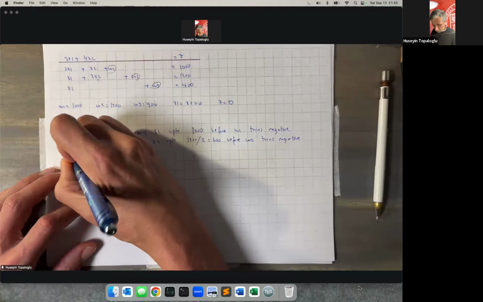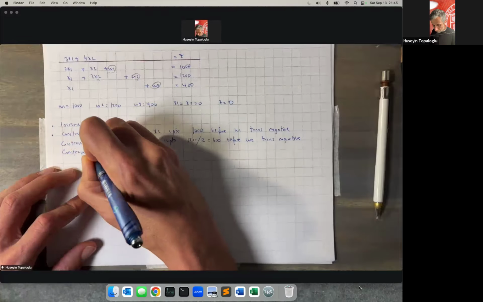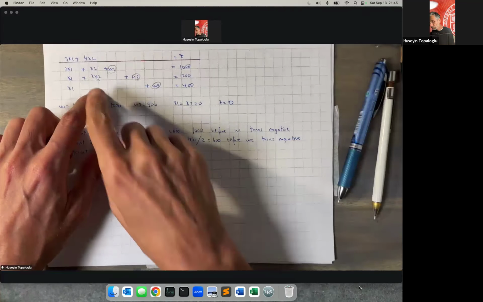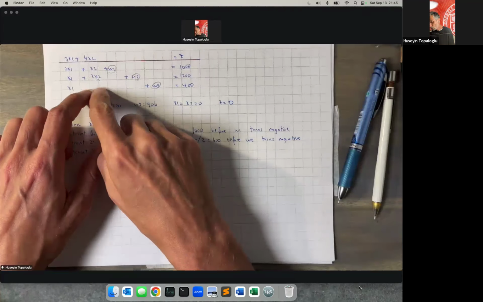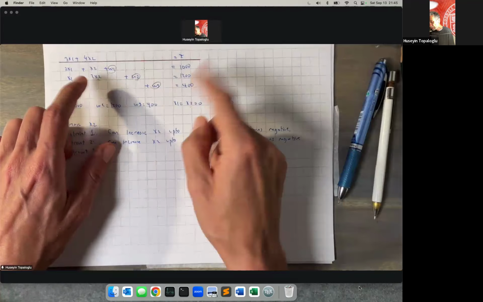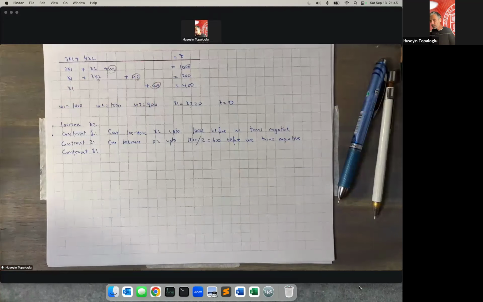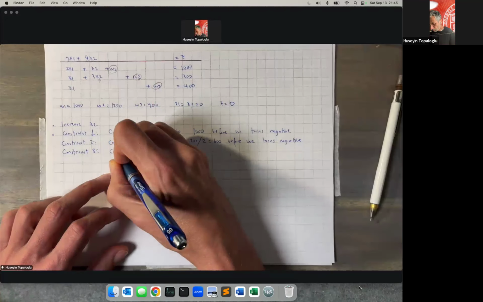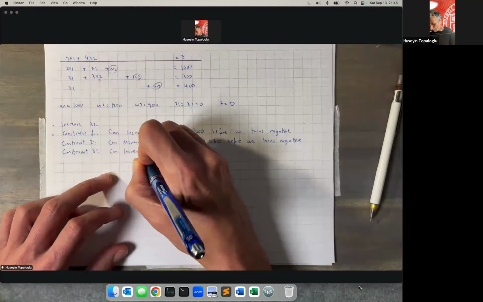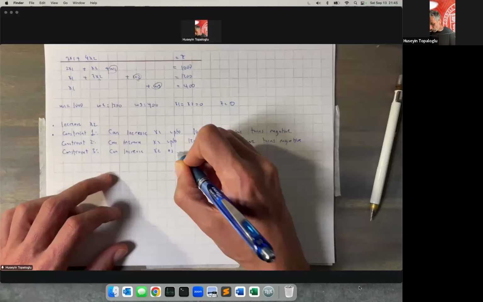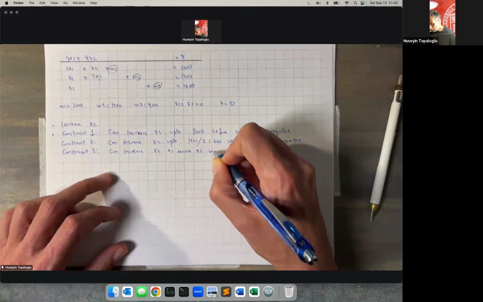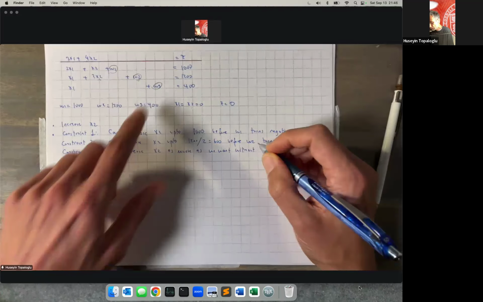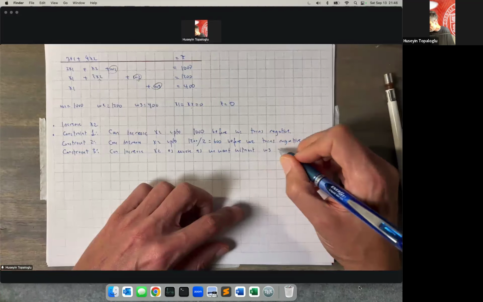What's happening in the third constraint? Does x2 appear in the third constraint? No. So then from the perspective of the third constraint, I can increase x2 as much as I want without violating any kind of feasibility. So the third constraint says you can increase x2 as much as we want without, let's say, w3 turning negative.